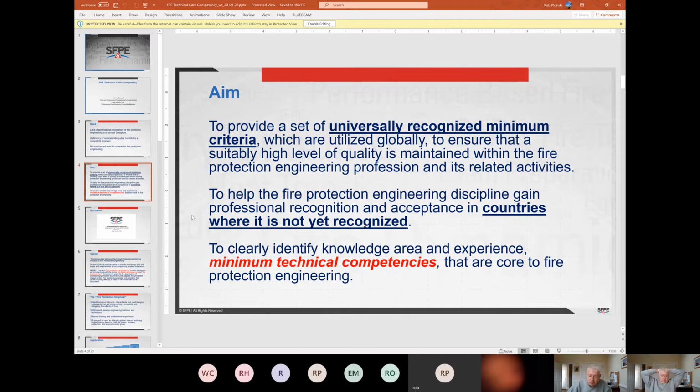I briefed on these to provide a set of universally recognized minimum criteria, which are utilized globally to ensure that a suitably high level of quality is maintained within the fire protection engineering profession and its related activities. This doesn't go to the point of identifying a master or someone with an extensive SME level of competencies. This is a generic core level of competencies to introduce many of the subjects and activities of fire protection engineering. It's designed to identify just the core knowledge and skills areas, and the corresponding experience and duration associated with those experiences that would help a fire protection engineer to practice in that specific area.